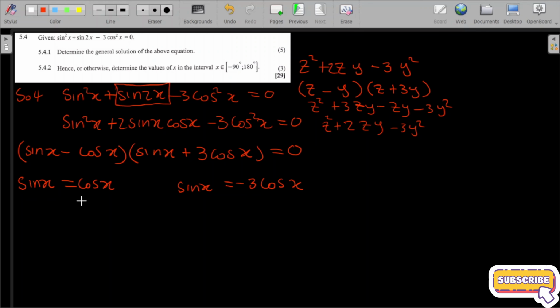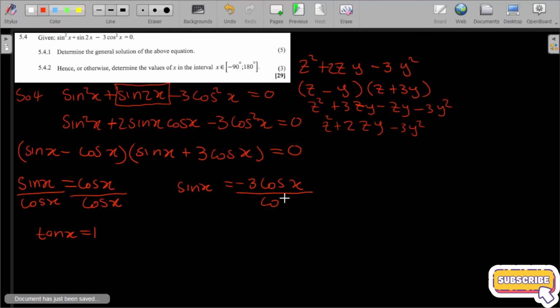Now from here, to make this tan, remember tan is sine over cos. So we're going to divide by cos x, which is just going to give tan x equals 1. Do exactly the same thing here. We're going to divide by cos, sorry. Divide by cos x here, and sine x divided by cos x is tan, so it's just tan x equals negative 3.